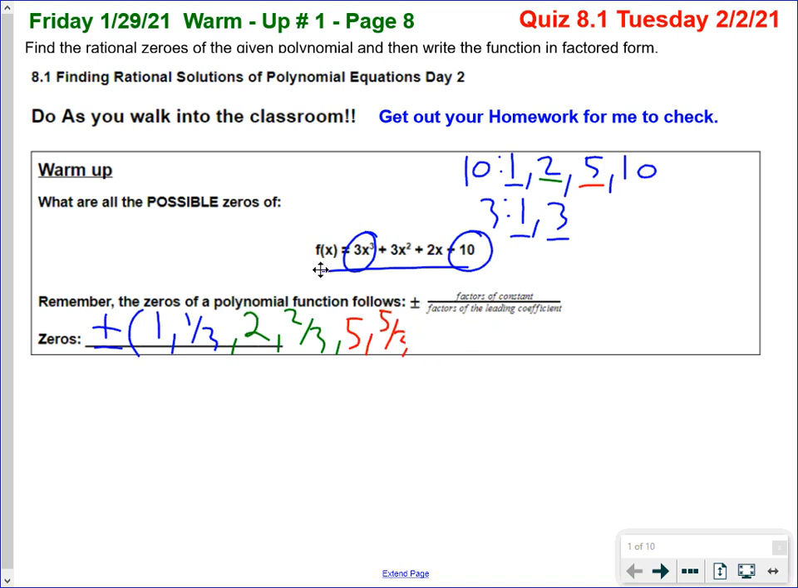Lastly, we have 10. Our last factor of 10 is 10. 10 over 1 is just 10, and 10 over 3 is 10/3. So all our possible rational zeros of this polynomial will be plus or minus 1, 1/3, 2, 2/3, 5, 5/3, 10, and 10/3. Okay?